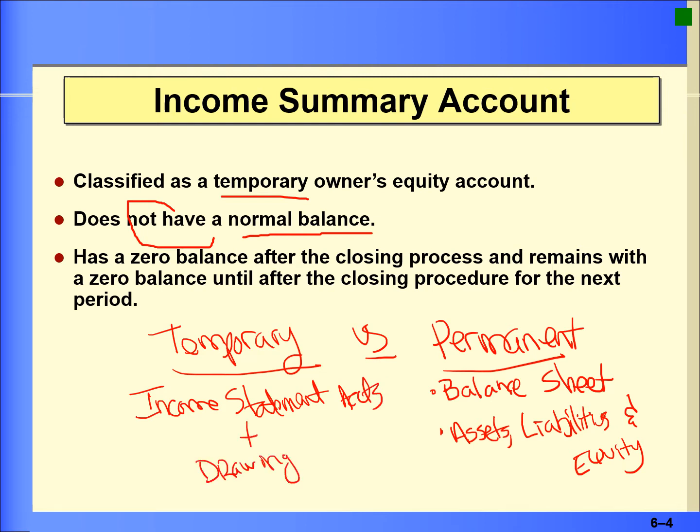Okay, and those are going to be the accounts we're going to be dealing with primarily in this chapter to actually do the closing. So remember, income statement is your revenues and your expenses. So if you want to think of this in terms of categories, your temporary accounts are literally your revenues, your expenses, and your drawing. Those are going to be the accounts that you zero out along with income summary in this chapter.